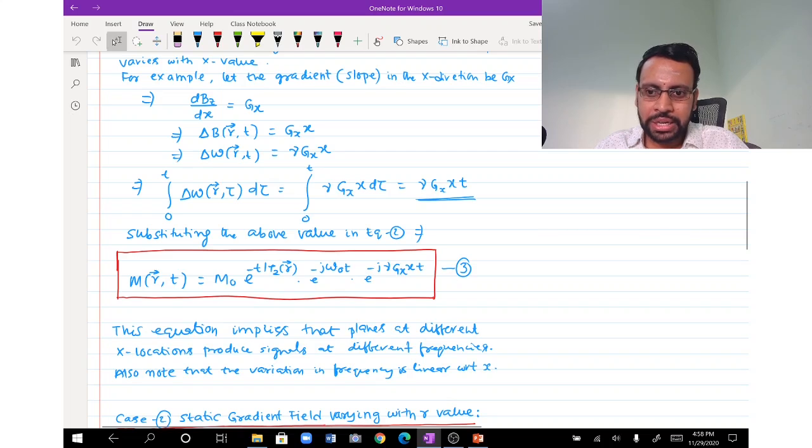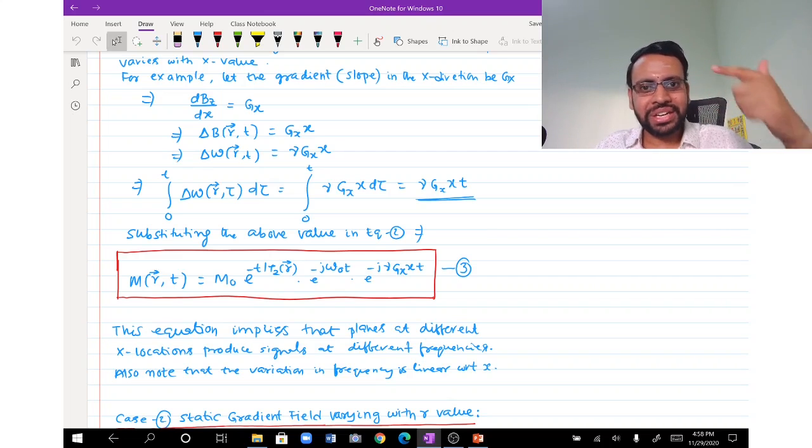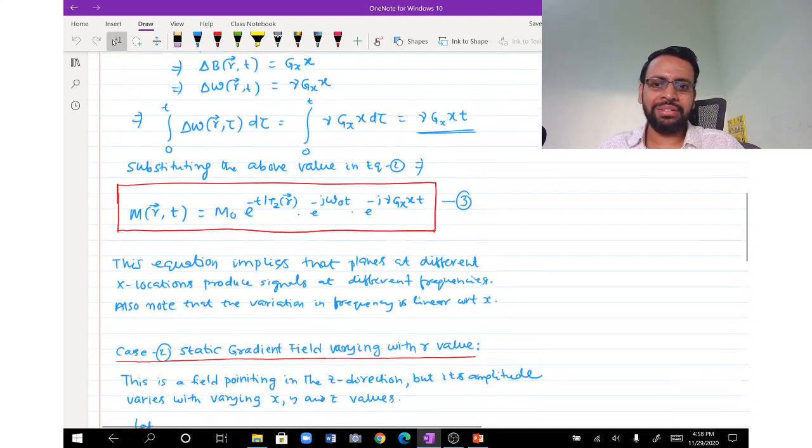Then you could write e power minus j of (omega naught plus gamma times gx times x) into t. So now for every given x value, it rotates at a different frequency, at different speeds. That is what is going to have an impact.